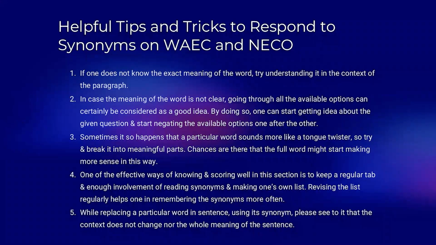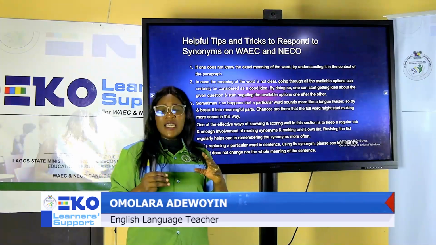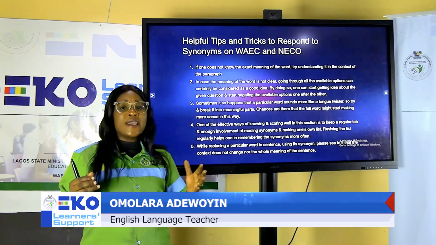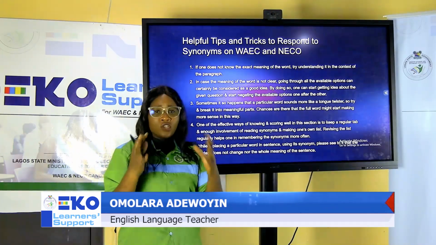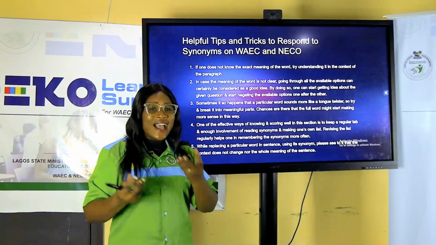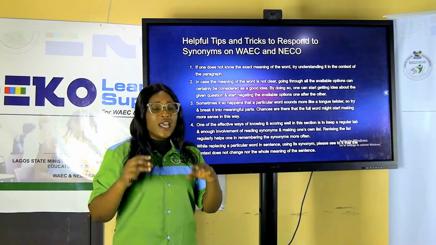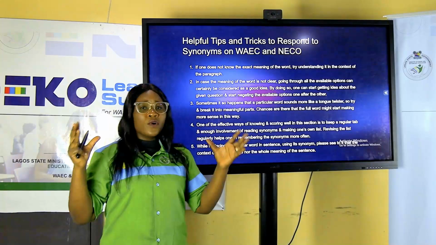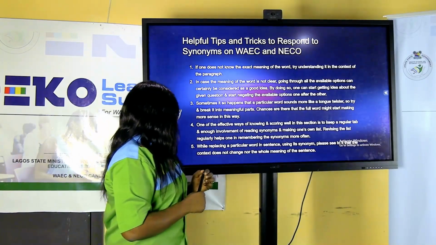One of the effective ways of knowing and scoring well in this section is to keep a regular tab and enough involvement of reading synonyms and making your own lists. Study is important. Read wide. When you come across words, don't just check their meanings. Look up what they can mean, how else they can be used, and this would help broaden your vocabulary.